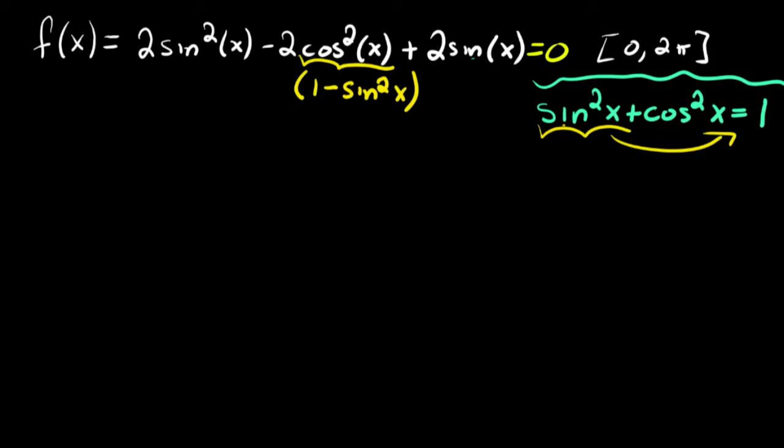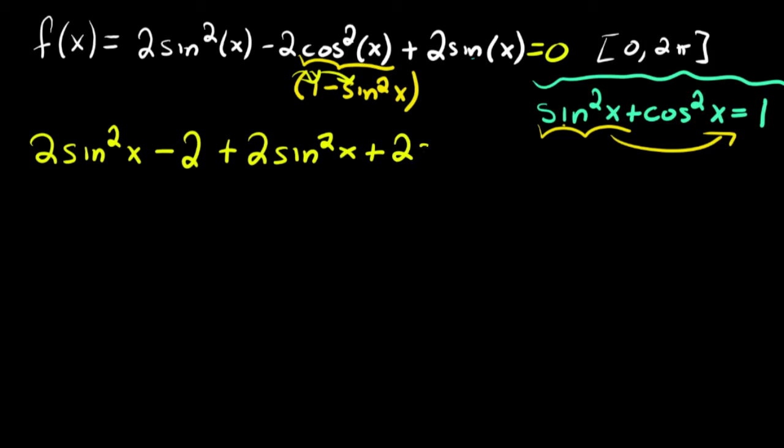So if you do that, then you get 2 sine squared and then minus 2 times 1 minus sine squared. If you distribute that, you would get minus 2 plus 2 sine squared and plus 2 sine of x equals 0. Okay, now to save you a little bit of a hassle, notice that all of these are 2's. Why don't you just divide by 2, turn this into a 1, and this makes your life much easier. Well, I guess just a little bit easier.